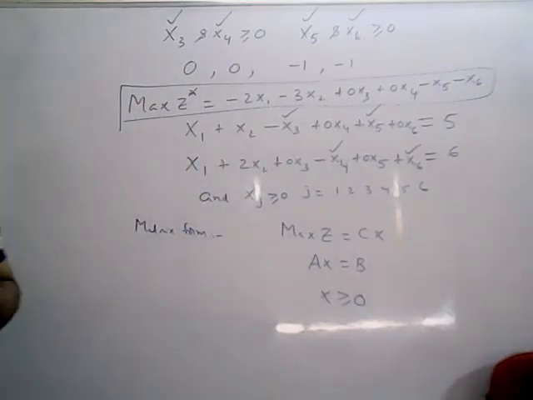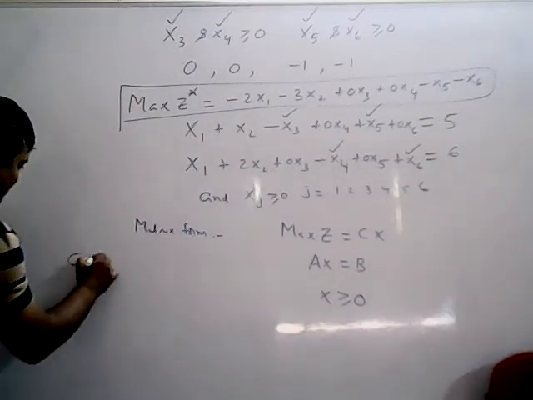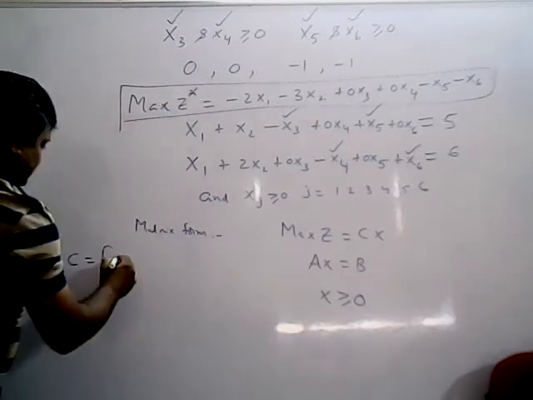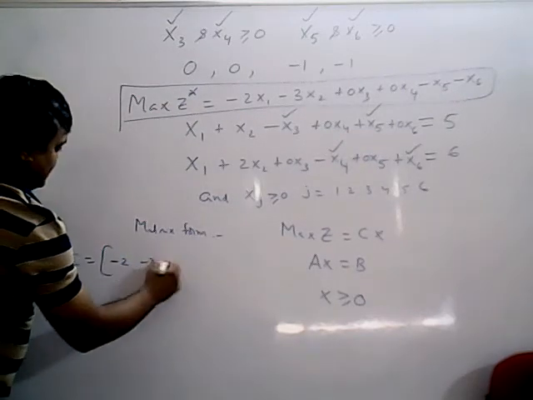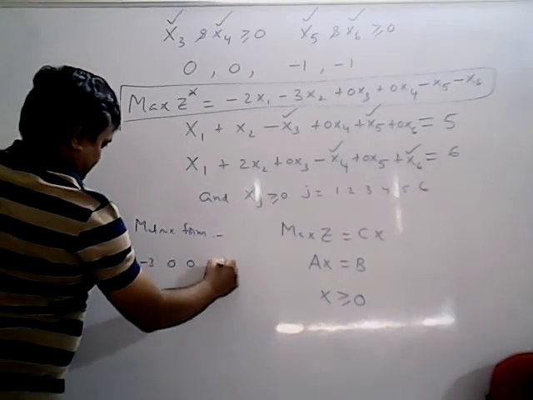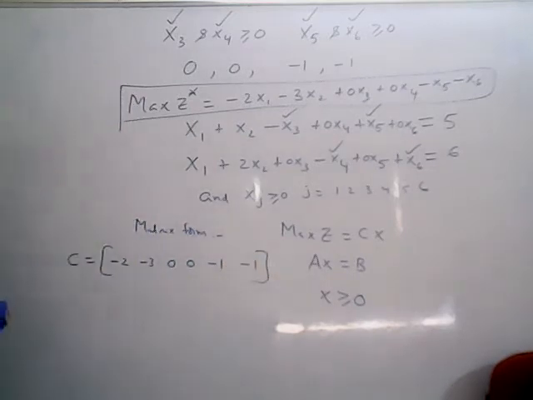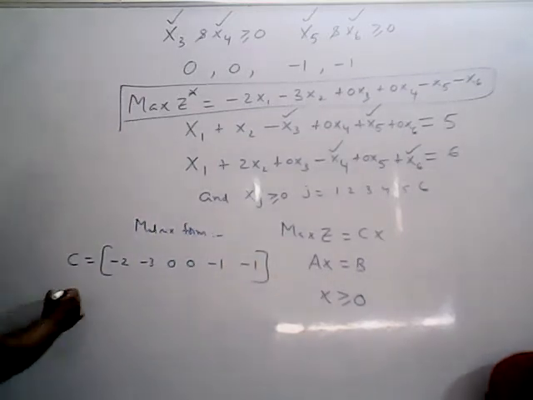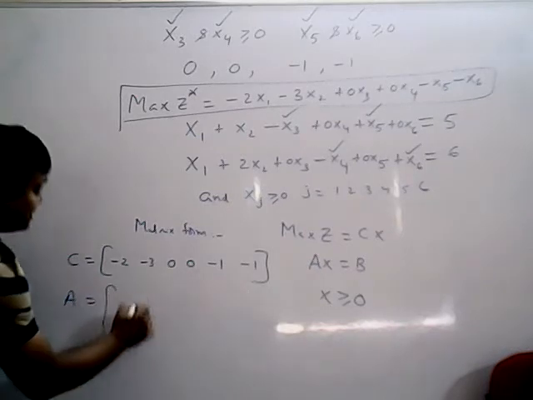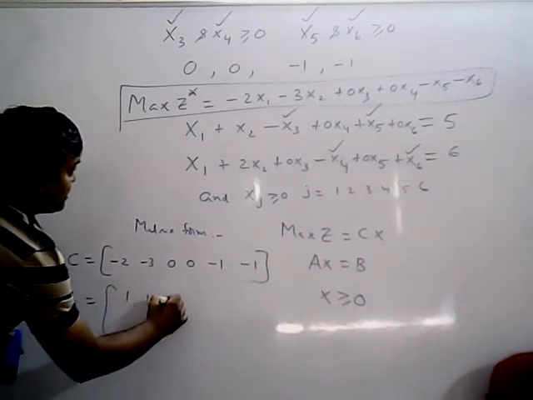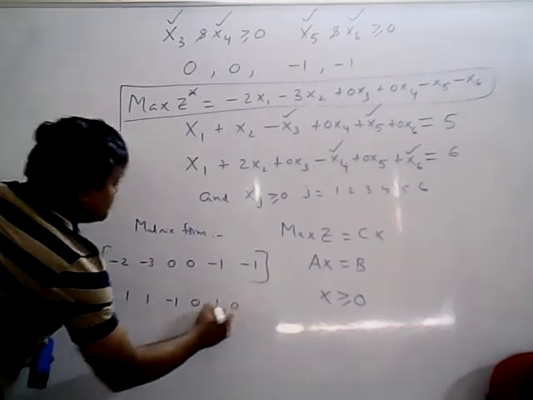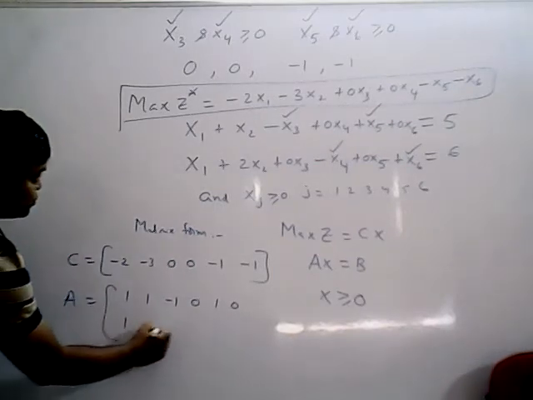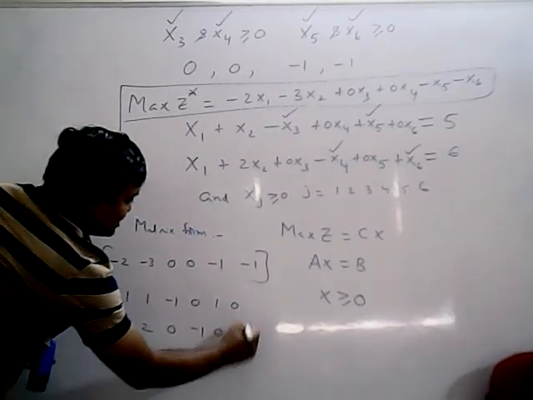X is greater than or equal to 0, where C equal to, what is the C matrix? It is -2, -3, 0, 0, -1, -1. And then A. What is the A matrix? The A matrix is 1, 1, -1, 0, 1, 0. And then this one is 1, 2, 0, -1, 0, 1.